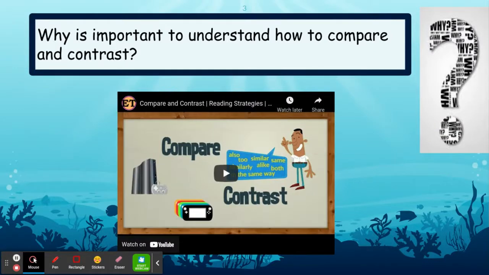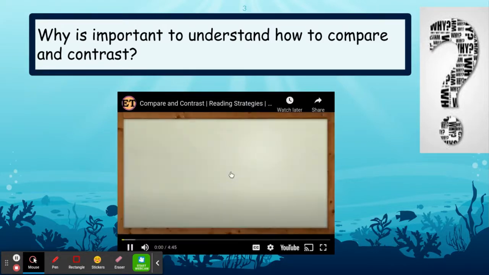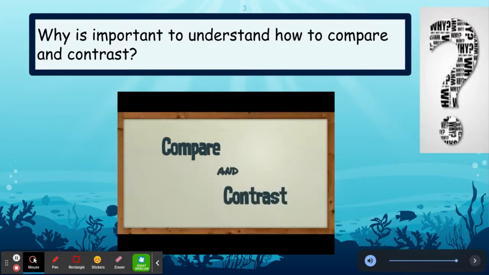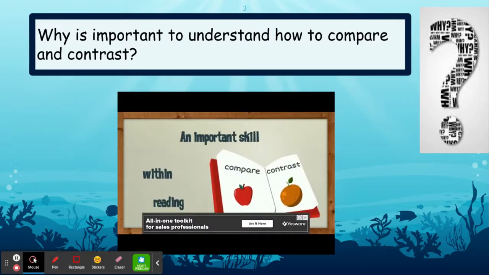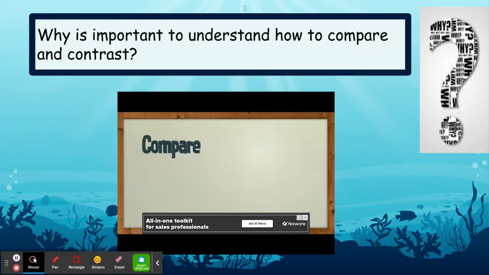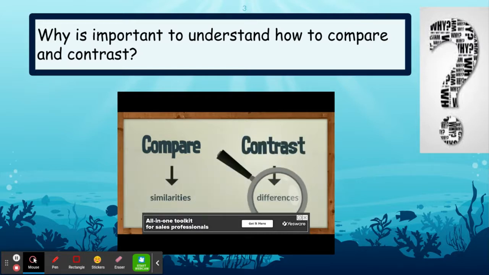Let's watch this video and better understand why it's important to understand how to compare and contrast. An important skill within reading is being able to compare and contrast. It helps us to organize information more efficiently. It's also an important skill in our everyday lives. What does compare and contrast mean? To compare means to identify similarities between two or more things. To contrast means to identify differences.